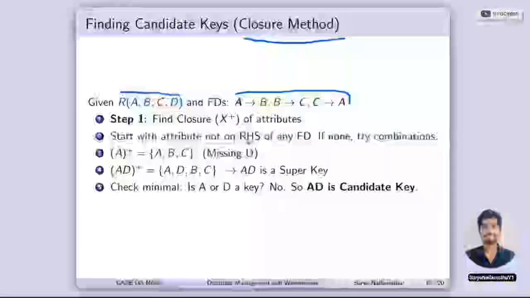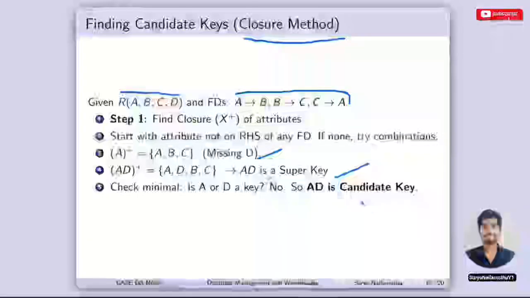The rule is to start with an attribute not on the RHS of any FD. It means we don't need to start with B, C, A. We need to start with A, then B, and then C. Applying the closure to A, in the closure of A, D is missing. So we add D to A, and we get AD as a super key. Now check the minimal: is A or D alone a key?